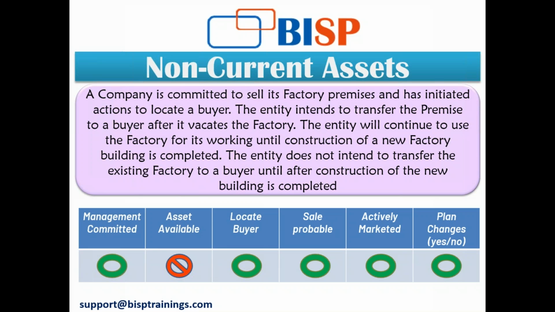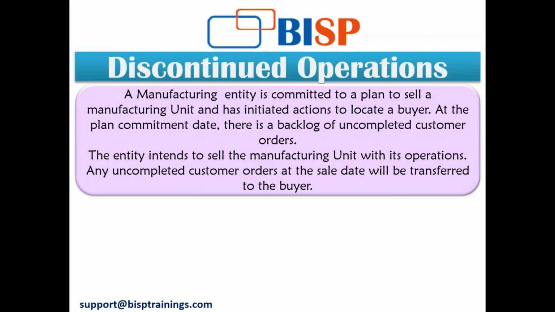At the plan commitment date, there is a backlog of uncompleted customer orders. The entity intends to sell the manufacturing unit with its operations. This is the line that needs to be focused on. The entity is intending to sell the manufacturing unit with its operations. That means any uncompleted orders or any completed orders, work in progress, whatever it is, shall be transferred to the buyer on the sale date. So again, we're going to have those 6 points on which we'll be classifying whether it is an asset classified for sale or not.